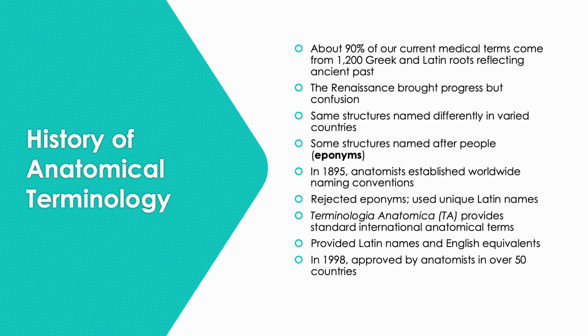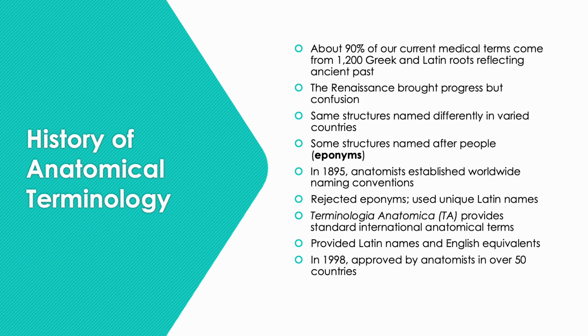In 1895, anatomists established a worldwide naming system, which started rejecting eponyms. So anything that was found after 1895 is not an eponym anymore. We don't accept them anymore. Things need to be named for their actual function. So anything new is going to be named after what it does. They use unique Latin names.